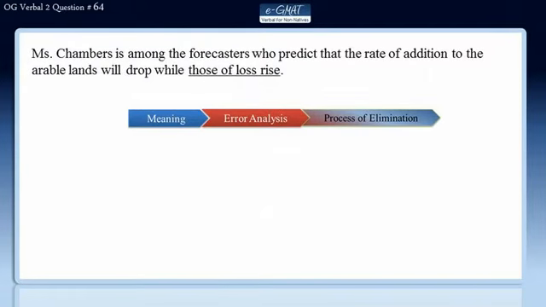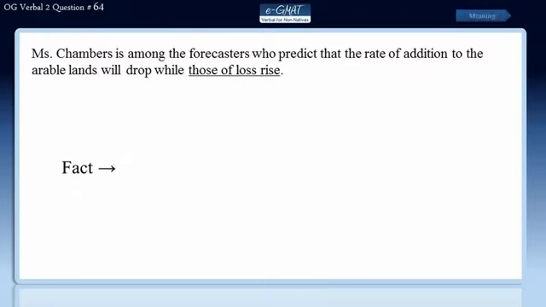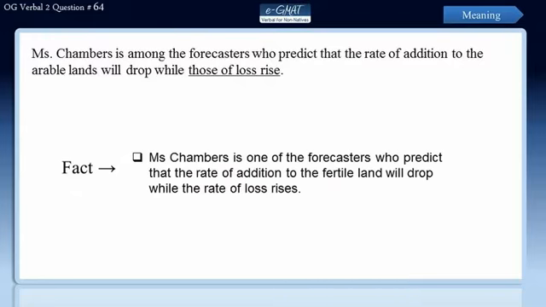So let's begin. Miss Chambers is among the forecasters who predict that the rate of addition to the arable lands will drop while those of loss rise. This sentence presents a fact. It says that Miss Chambers is one of the forecasters who predict that the rate of addition to the fertile land will drop while the rate of loss rises.